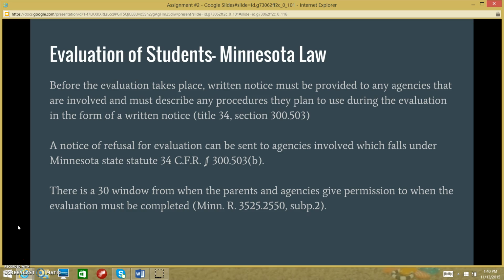Once parents and agencies have given permission, according to state law, there's a 30-day window for evaluation to be completed. This differs from the IDEA law, which states that there is a 60-day window for the evaluation to be completed.